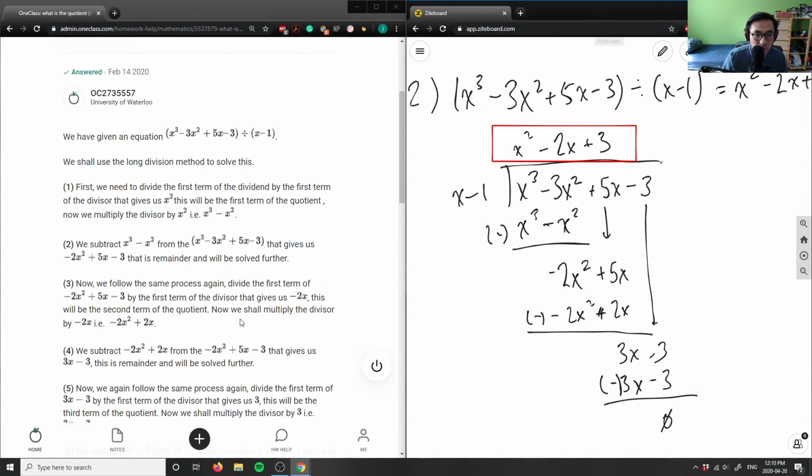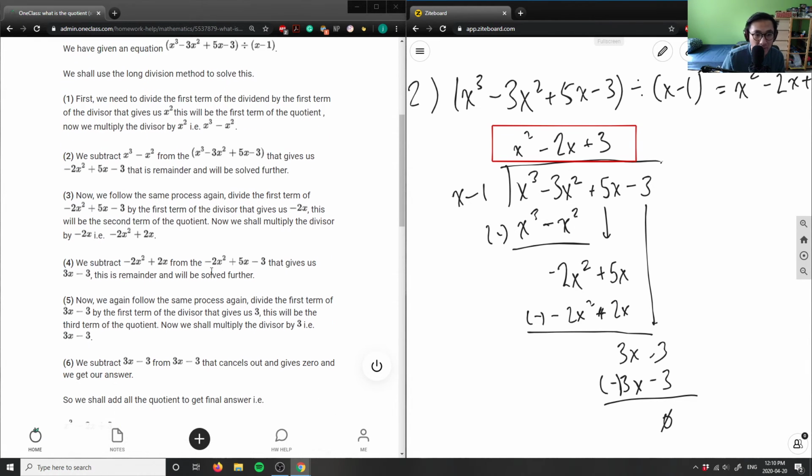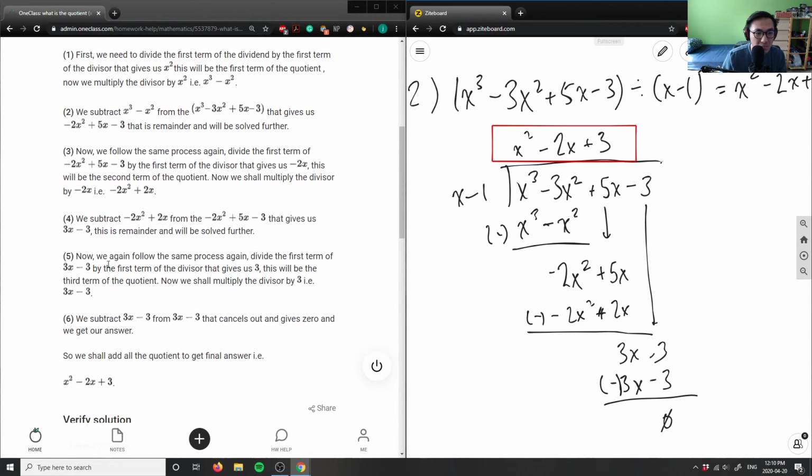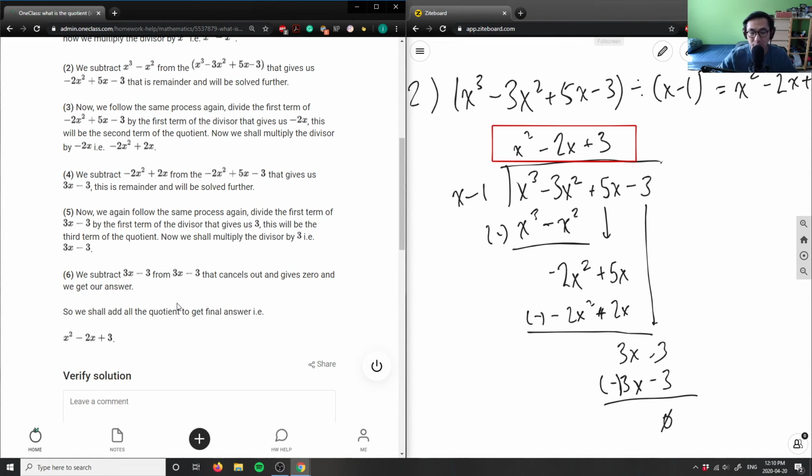This will be the second term. Then we multiply the divisor by negative 2x. You get negative 2x squared plus 2x, that's right here. You subtract those two, you would get 3x minus 3, awesome. Now we follow the process again, and you get a 3, which is shown here above. You get 3x minus 3, which gives us 0, which means our answer is x squared minus 2x plus 3.